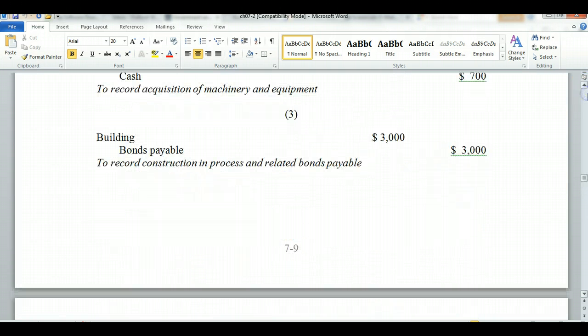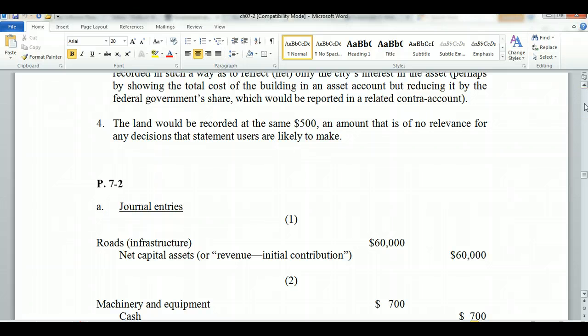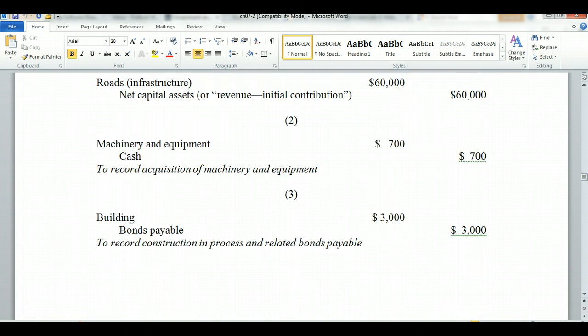We would start by showing an asset for infrastructure of 60. Now, I know these are supposed to be in terms of thousands, but we're just going to keep it simple. And then we're going to show a net asset under the guise of capital assets. We could treat this as a revenue or initial contribution, but the bottom line here is this is an increase to our net assets of $60,000. So that's how we would record that initial entry.